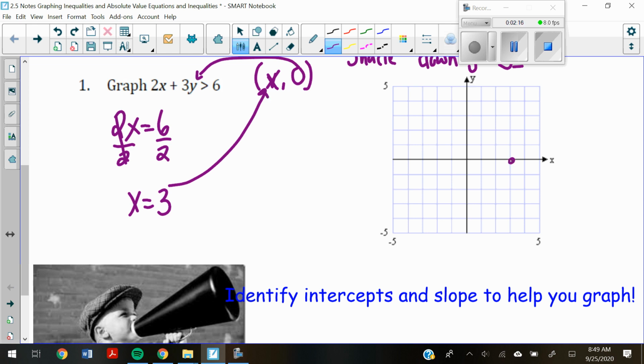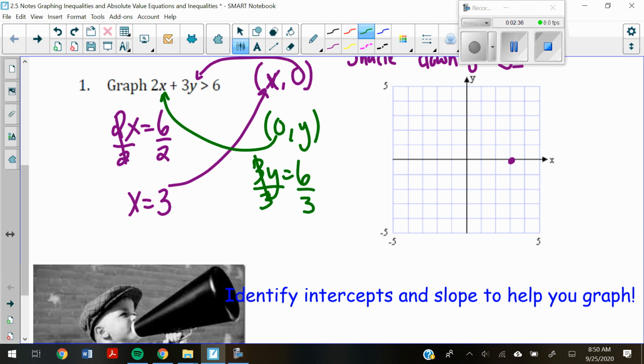That's our x-intercept. Okay. Now in my y-intercept, my x term is 0. And so I'm plugging a 0 in there, or again, I'm covering up the 2x. So now I have 3y equals 6. So I'm going to divide by 3 on both sides, and y equals 2. So I go up to 2 and make my point. So now I have my two intercepts, so I can easily go ahead and graph this.